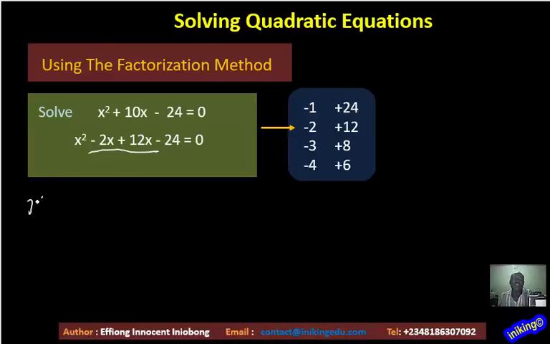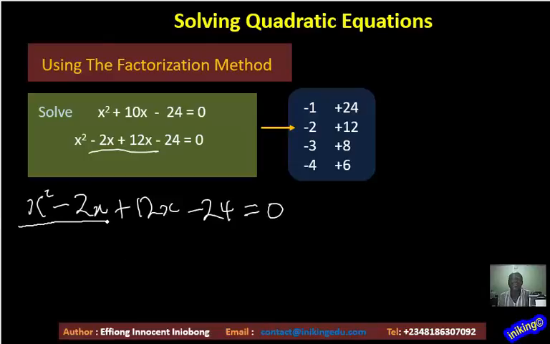And look at this. Okay, this is x squared minus 2x plus 12x minus 24 is equal to 0. What next? Let's start factorizing. I look at these two numbers. I bring out x is common there. x squared divided by x is x. Minus 2x divided by x will give me minus 2. I'm sure you agree with that. I quietly bring down this positive sign.